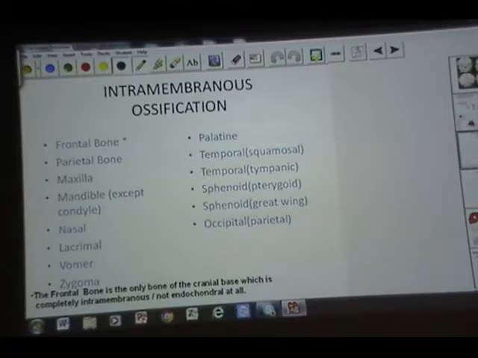So, intramembranous bone. What are the intramembranous bones? Frontal bone is a very important one. Developmentally, the frontal bone, even though it makes up part of the floor of the skull and the anterior aspect of the skull, is the only bone that makes up the floor that is totally intramembranous in development. Okay? Then the parietal bones, these bones of the lateral wall, the maxilla, the upper jaw, the mandible, the lower jaw, except the condyle. The condyle is actually similar in development to a long bone.